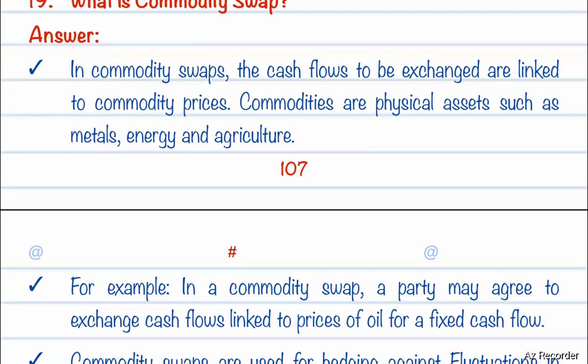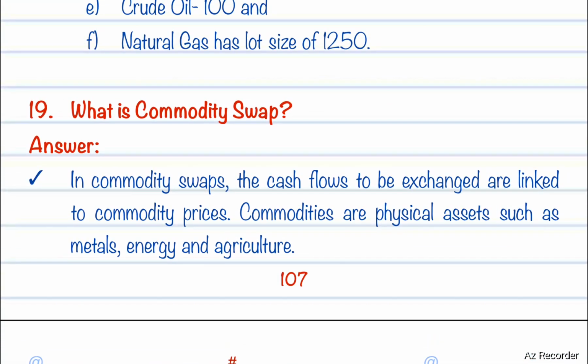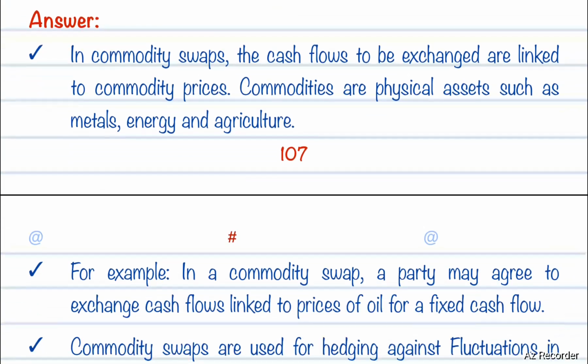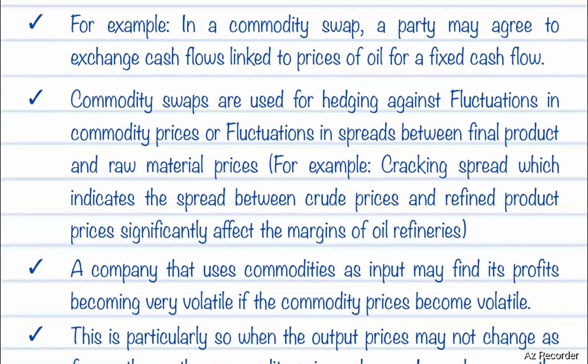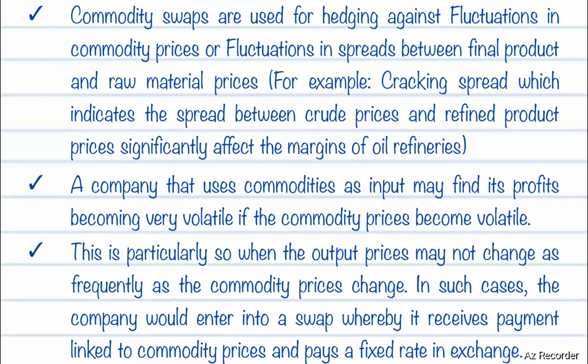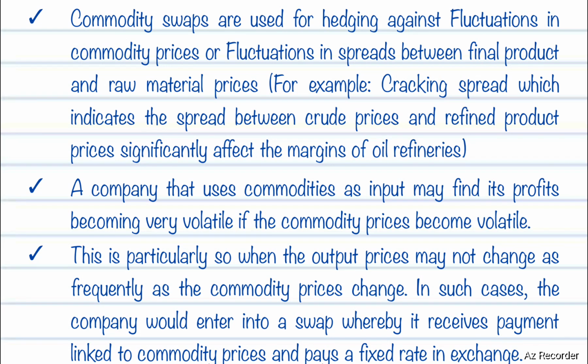What is a commodity swap? In commodity swaps, the cash flows to be exchanged are linked to commodity prices. Commodities are physical assets such as metals, energy, and agriculture. For example, in a commodity swap, a party may agree to exchange cash flows linked to prices of oil for fixed cash flows. Commodity swaps are used for hedging against fluctuations in commodity prices or fluctuations in spreads between final product and raw material prices.